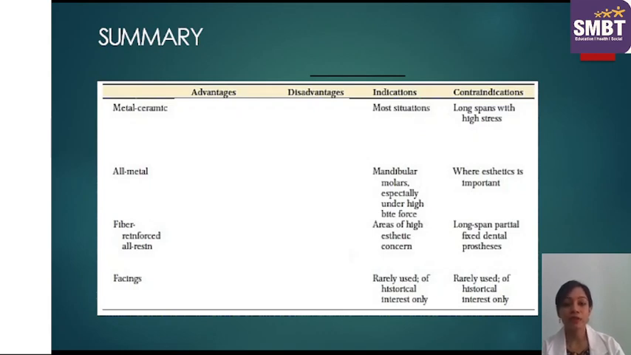Fiber reinforced resin, that is a fiber band, is placed on the palatal or the lingual side, with the support of which we have the pontic in place. This is generally used in the anterior areas where the stress is very limited because it cannot withstand high strength, and this is generally used for temporary purposes or the purpose of splinting.